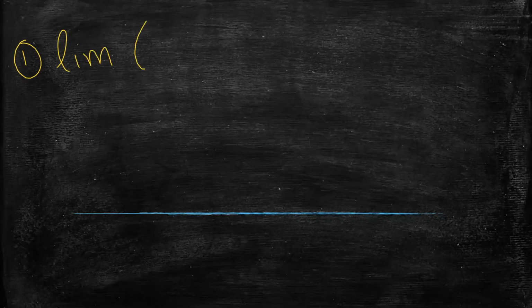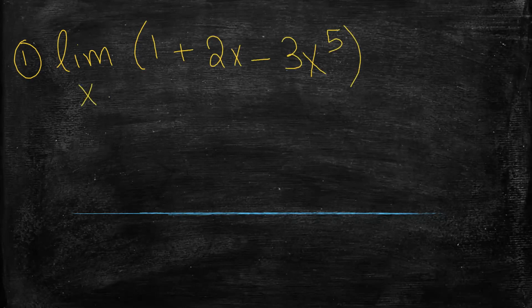In the first one here, we have question number 1, find the limits. The first one: limit of 1 plus 2x minus 3x to the power 5 when x approaches positive infinity.